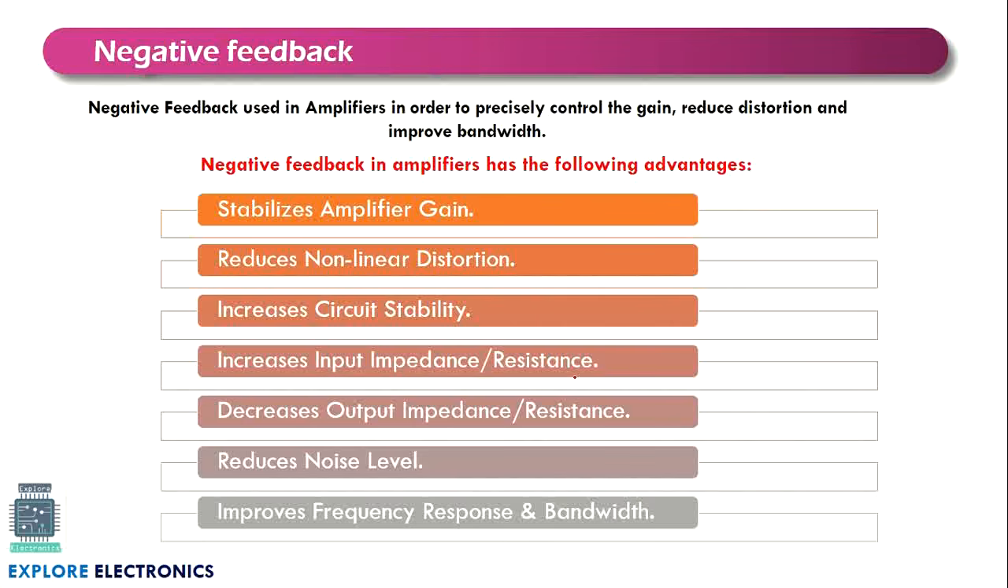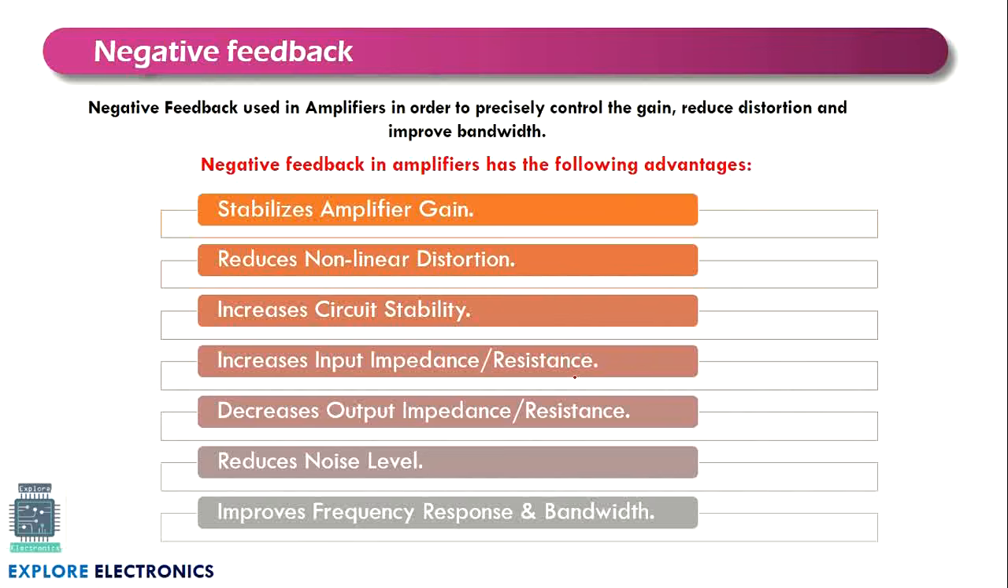While discussing the input resistance, I told you the input impedance of any amplifier should be high. By giving negative feedback, we can increase the input impedance. Similarly, the output impedance of the amplifier should be low. By giving negative feedback, we can decrease the output impedance. Similarly, it reduces the noise level. As I said, the second point is that it reduces the nonlinear distortion. It also reduces the noise level coming to the amplifier and it improves the frequency response as well as bandwidth.